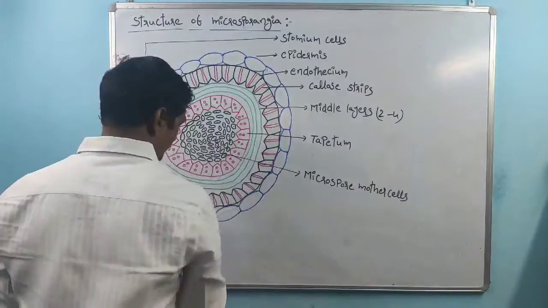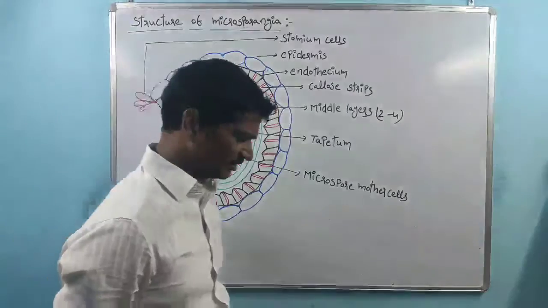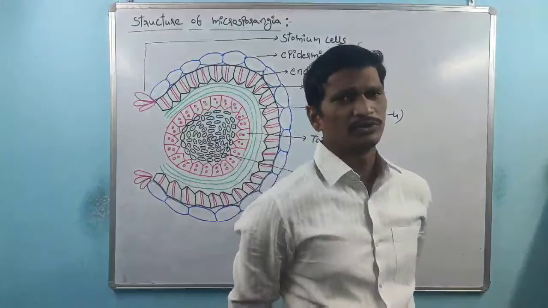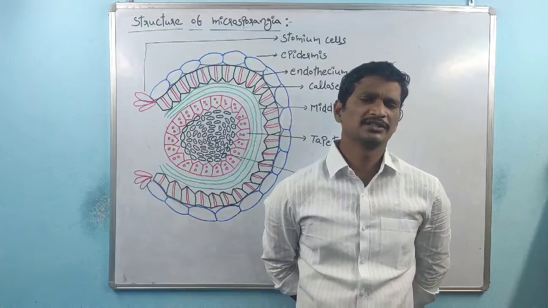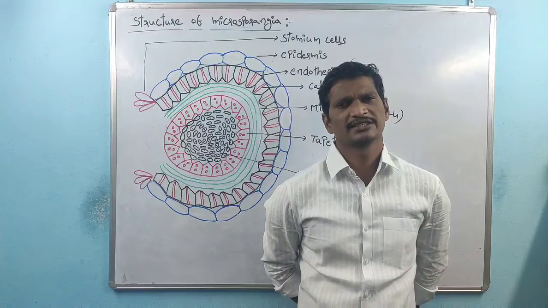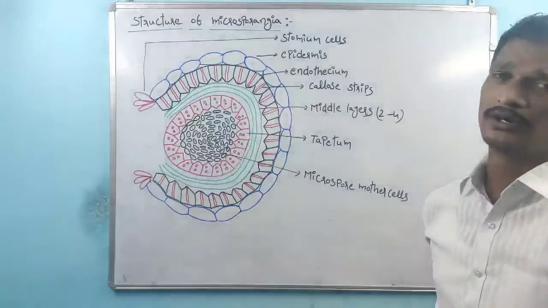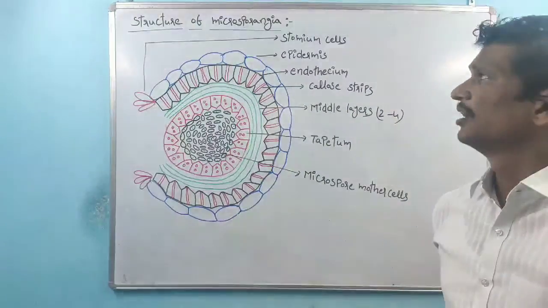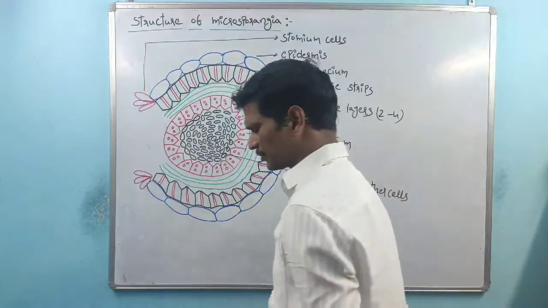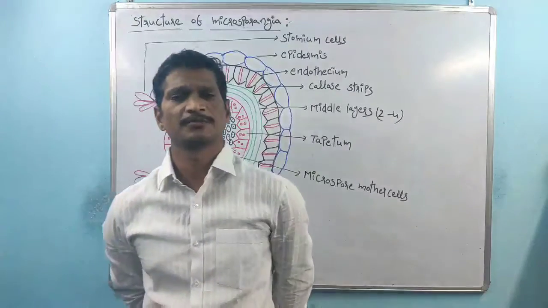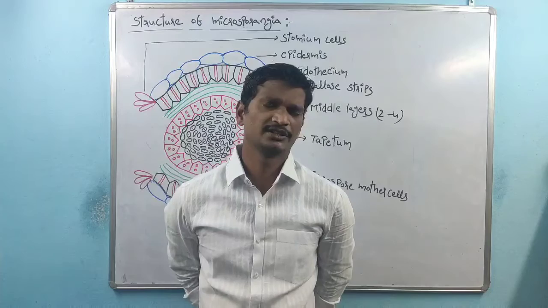Coming to the next structure, the structure of microsporangia. We discussed the anther, its different parts, and different types of anthers, monothecous and dithecous anther. Within the anther there are microsporangia, which are responsible for producing the pollen grains.